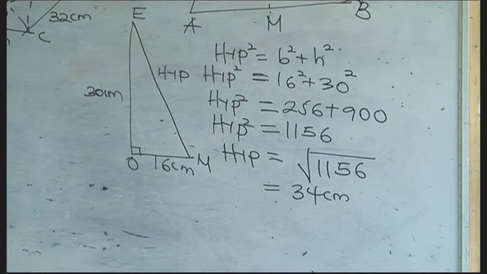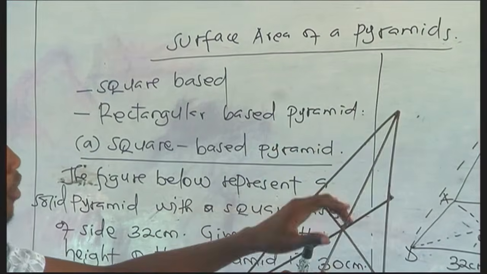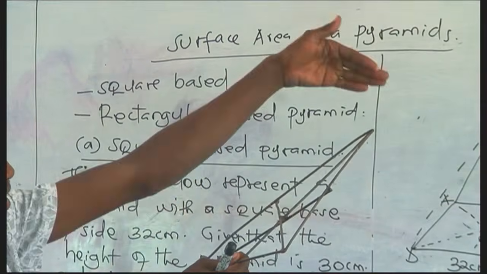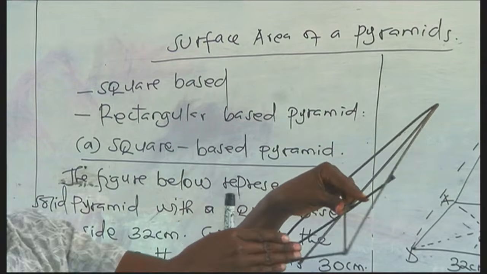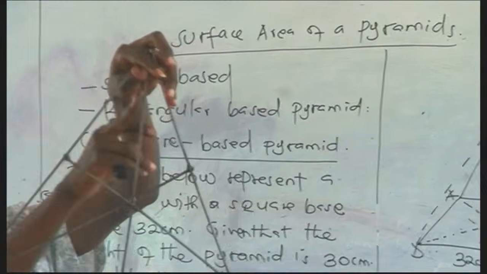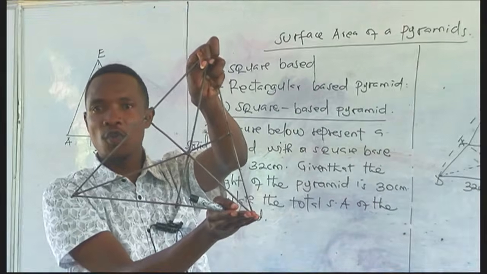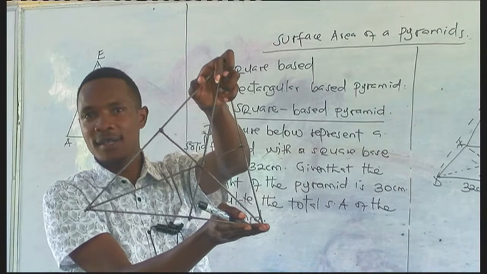Now, we have this face here, which has A, B, and E, and it has a height of 34 on this side. It is now 34, which is EM. Now, if this height here is 34 and the base is 32, I know you can tell how we get the area of that face.